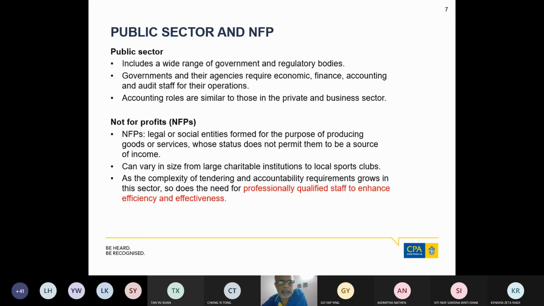Public sector is the government sector, including government and regulatory bodies, governments and their agencies. So we have many GLCs in Malaysia. GLC stands for government linked companies. All of these agencies require economic, finance, accounting, and audit staff for their operations. So maybe some of you, after you graduate, might end up working for the GLCs, but it's still part of the public sector.